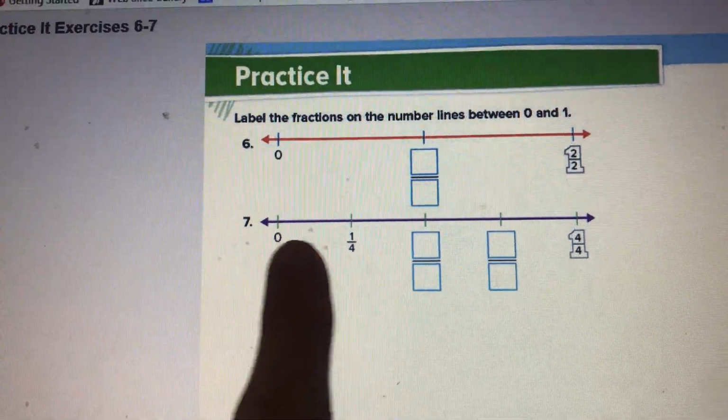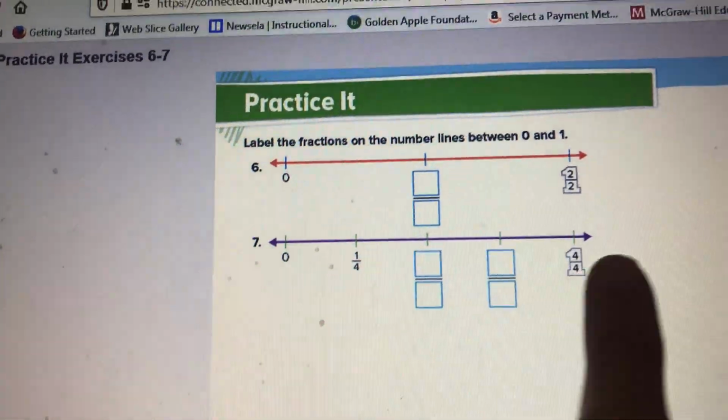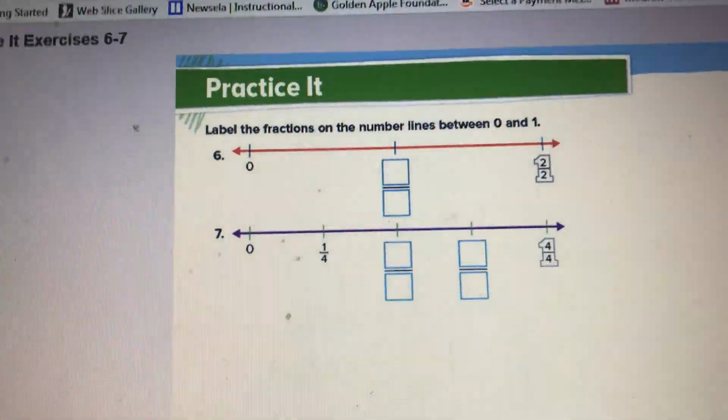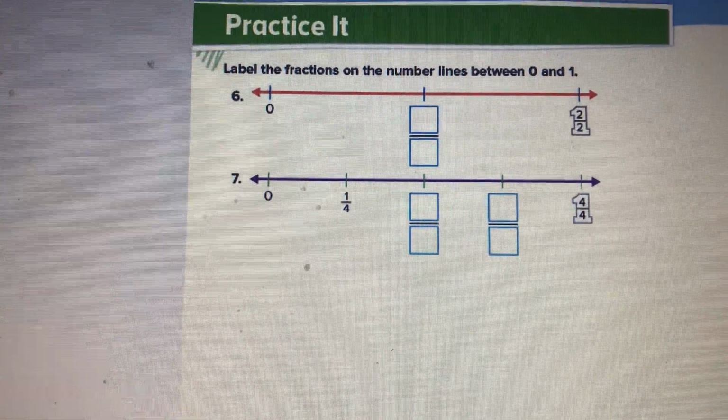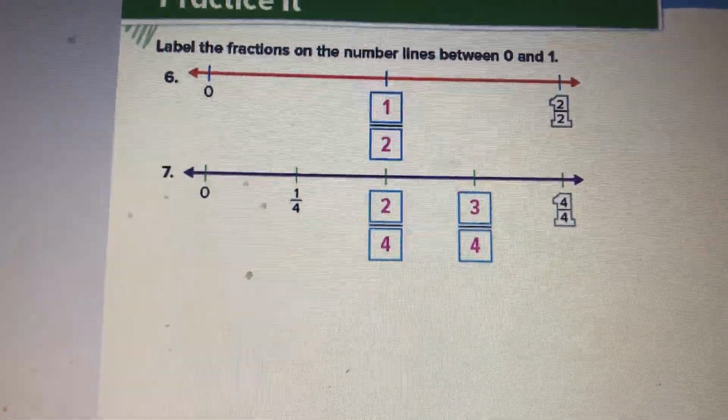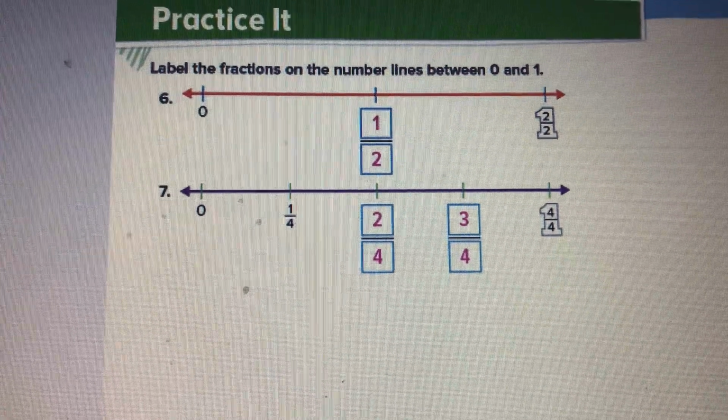Same thing here. 0, 1/4, something, something, 4/4. So I think we're going to go with 2/4, 3/4, 4/4. Look at each section and figure out how much you're dividing the number line into. How many equal parts?